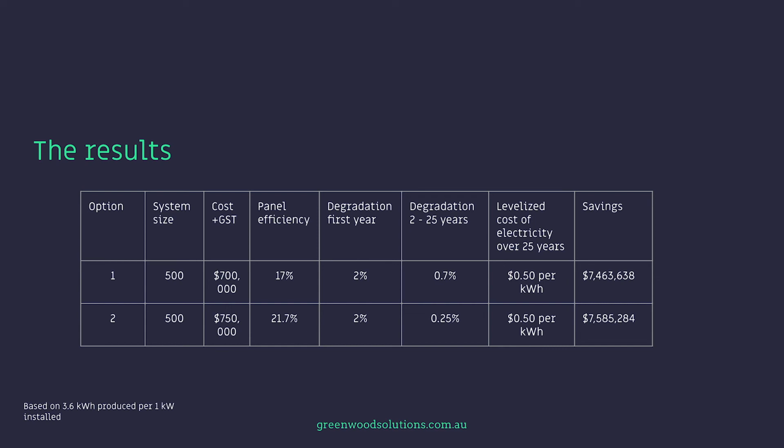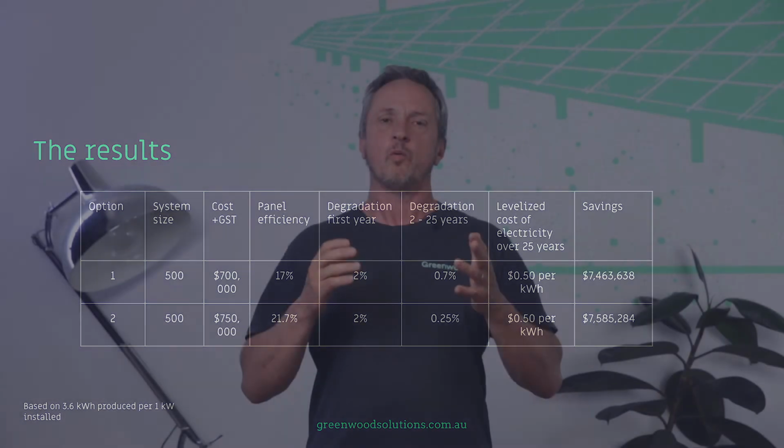Now, the levelised cost of electricity over 25 years, in this case, I've made it $0.5 per kilowatt hour, so 50 cents per kilowatt hour. Now, the savings are quite considerable, as you can see, the savings between the two. With all of this, you have to incorporate the time value of money in any of your calculations.